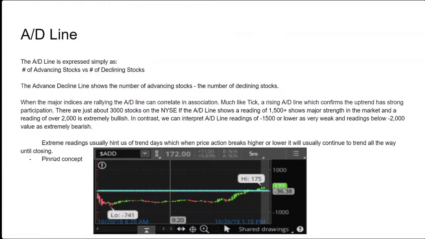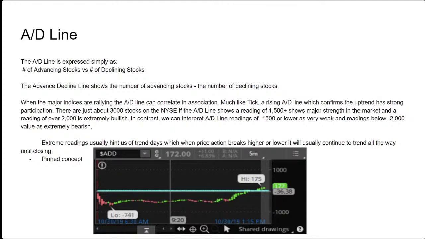The final concept I want to go over is something called when the advance-decline is pinned. When the advance-decline is pinned, that really shows a very extreme situation. So let's just say we hit positive 2000, we hold above positive 2000, and we're literally pinned at the highs, hence the name. That really shows that we have a really, really strong market.